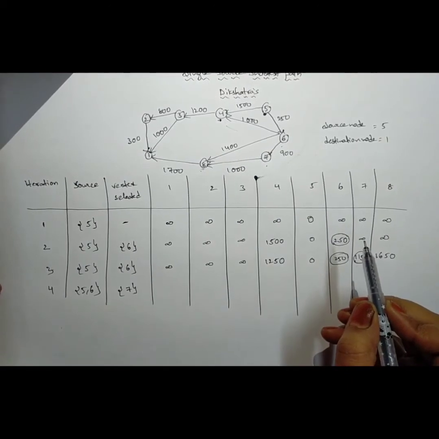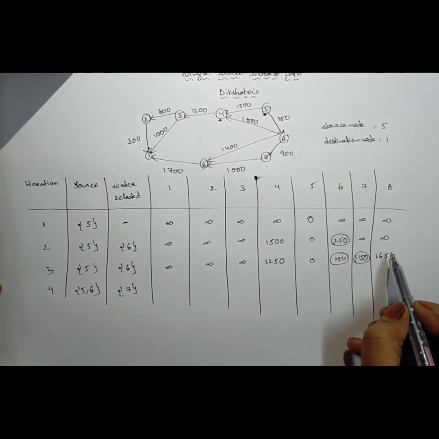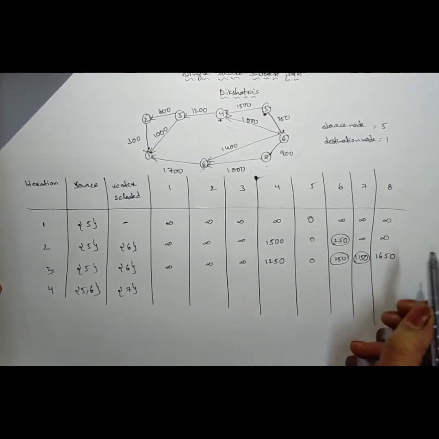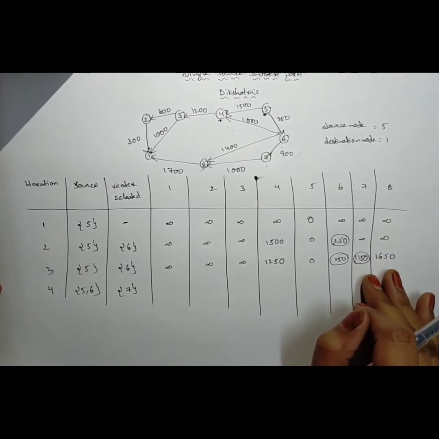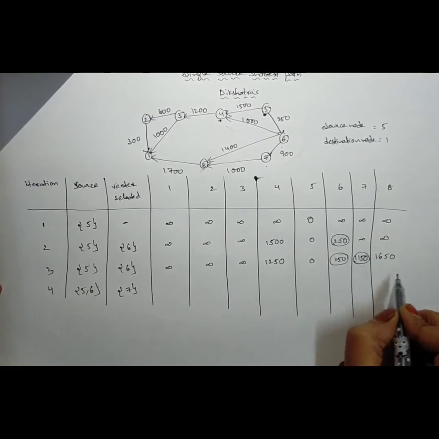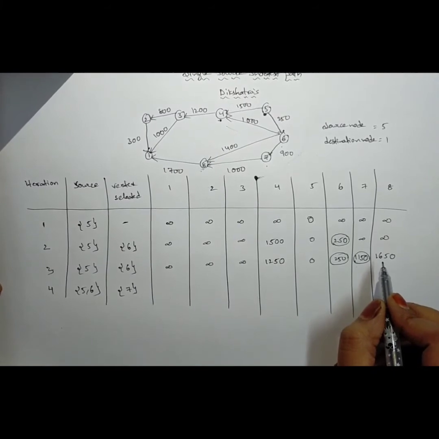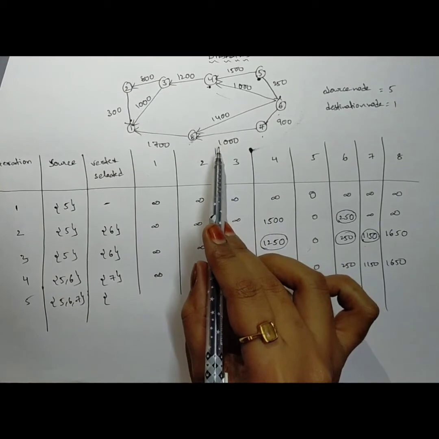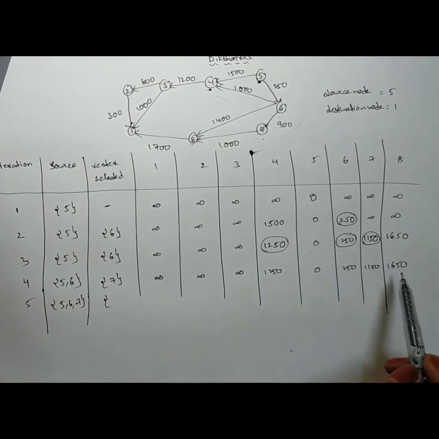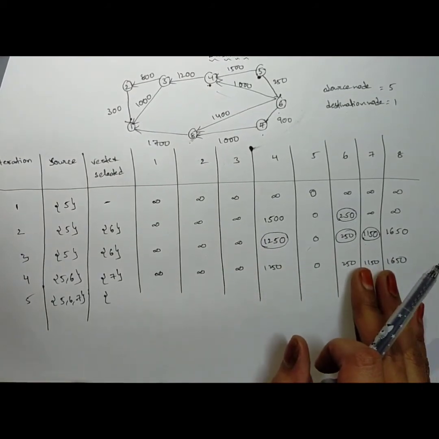The value is 2150, which is greater than 1650, so I am not replacing this value. I am placing this value as it is. As we are finding the shortest distance, we are not considering the greater values, so I am not replacing this 1650 value with 2150. From vertex 7 we don't have any changes as we got a greater value than 1650, so I am not changing any one of these values.